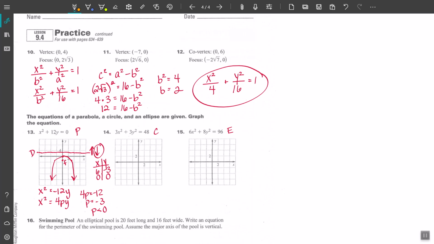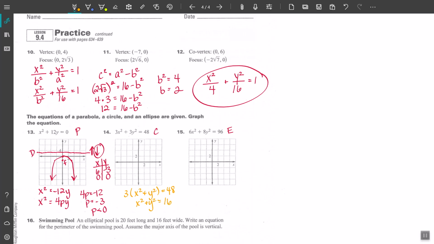All right, so we've got a circle that is not in standard form. So we want to divide through by 3. I'm going to factor out that GCF of 3 first, just so we can see it a little bit better, and then we'll divide both sides through by 3 to get x squared plus y squared equals 16.